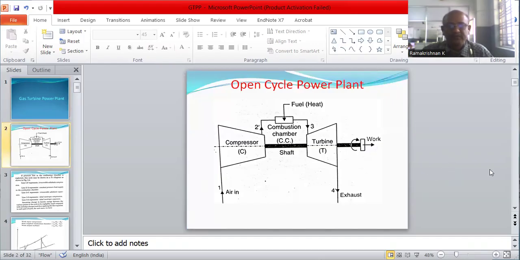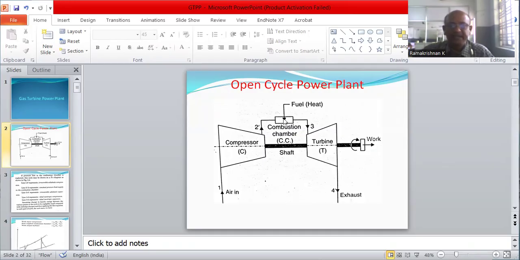Here, the main components are compressor, combustor, turbine, and alternator. The compressor and the turbine are connected on the same shaft from which the load is extracted. The alternator is also coupled with the same shaft. The air from the atmosphere is drawn into the compressor, which compresses the air. Here, the compression takes place isentropically. Then the highly pressurized air goes to the combustor where fuel is supplied externally.